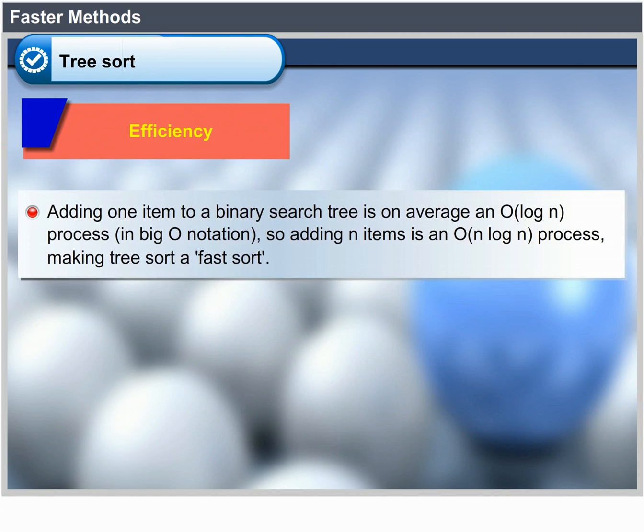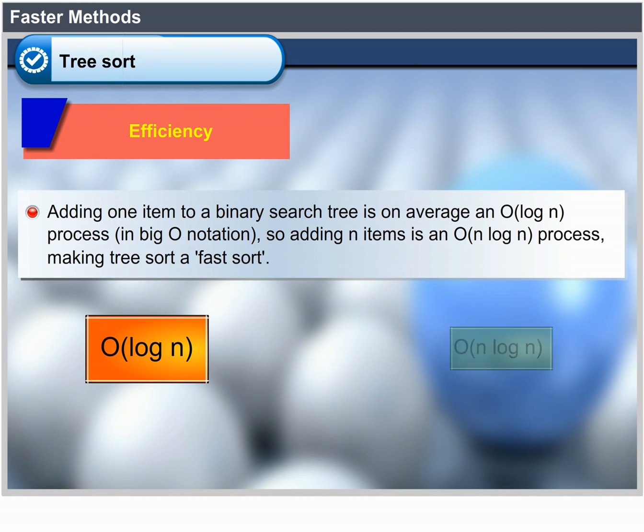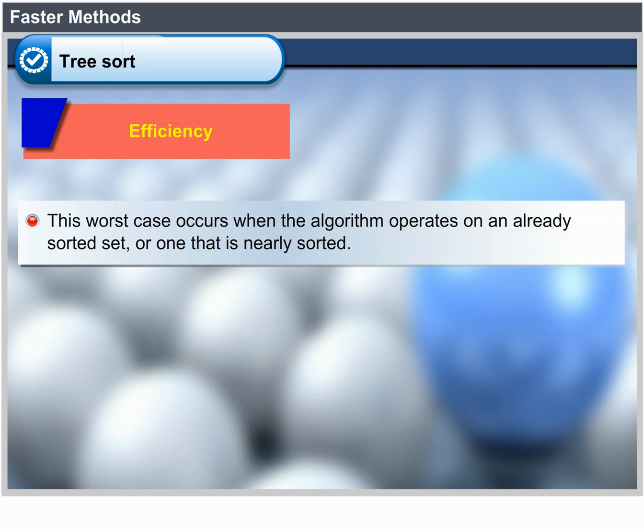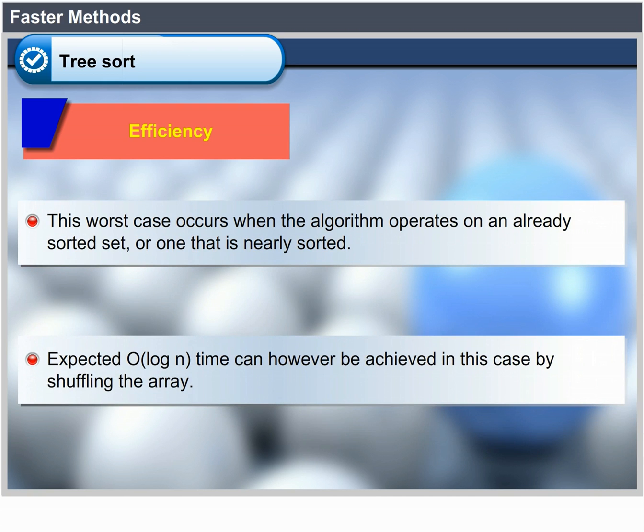Efficiency. Adding one item to a binary search tree is an average O(log n) process in big O notation. So adding n items is an O(n log n) process, making tree sort a fast sort. But adding an item to an unbalanced binary tree needs O(n) time in the worst case, when the tree resembles a linked list (degenerate tree), causing a worst case of O(n²) for this sorting algorithm. This worst case occurs when the algorithm operates on an already sorted set, or one that is nearly sorted. Expected O(log n) time can however be achieved in this case by shuffling the array.